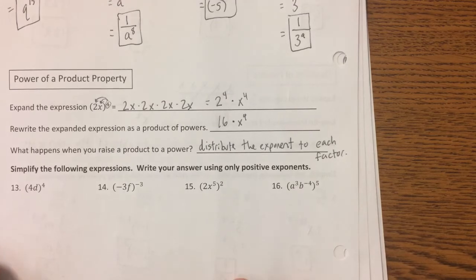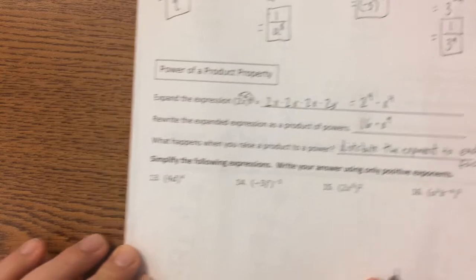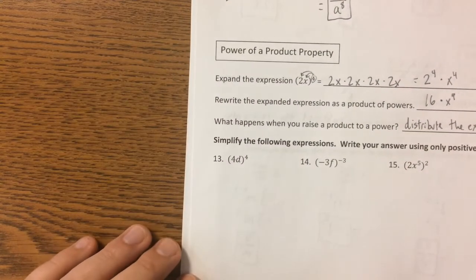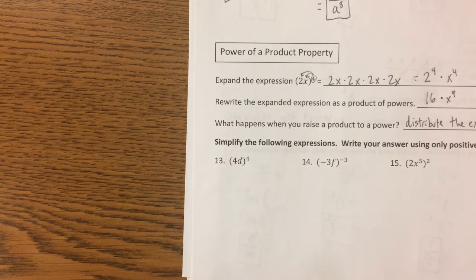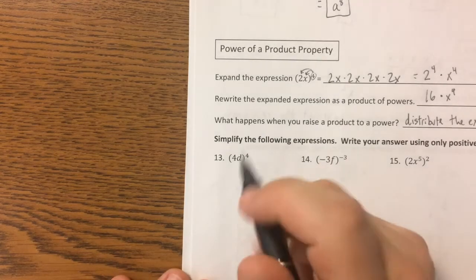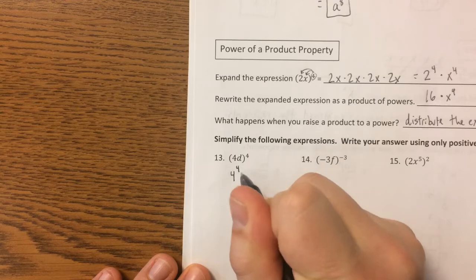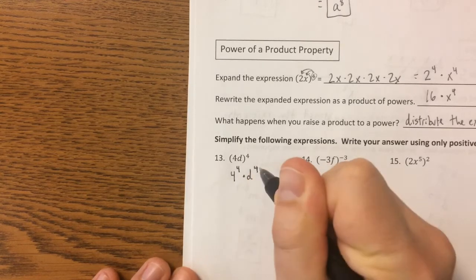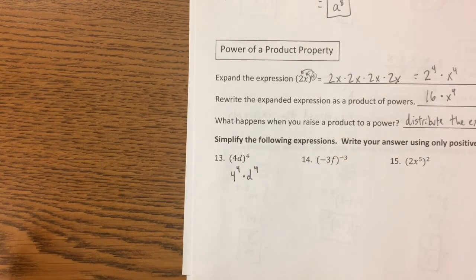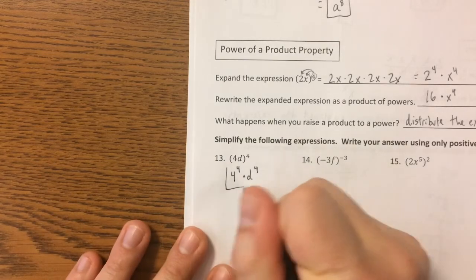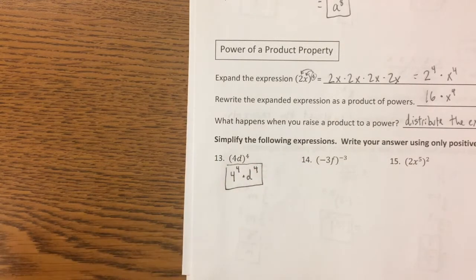Okay. So number 13 has 4d to the 4th. So we're going to raise each of these to the 4th power. 4 to the 4th times d to the 4th. Okay? And I know we simplified it before, but let's just leave it like that for now. I just want you to focus on the property here. You can always throw that in your calculator. What's 4 to the 4th? Whatever that is.